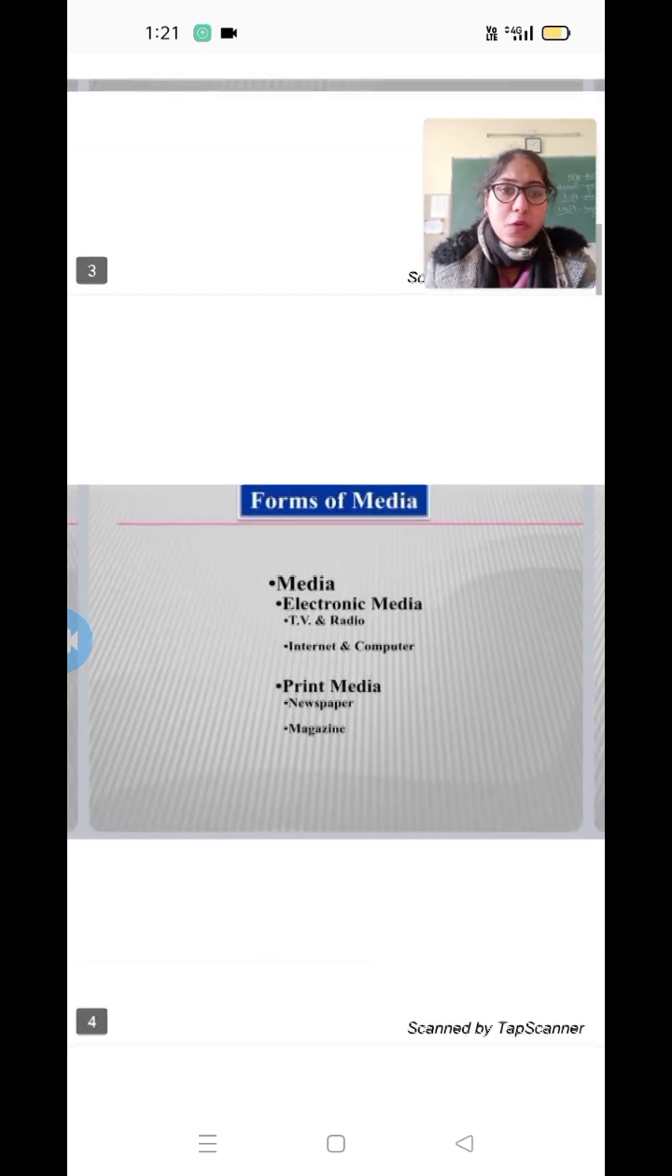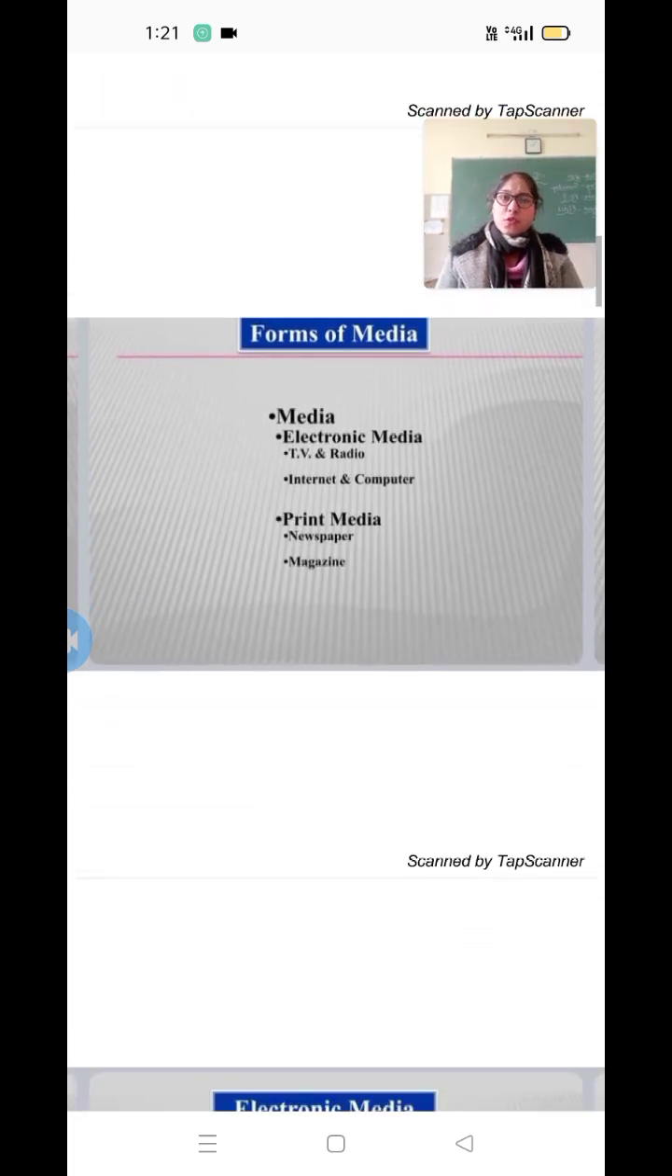Now let us come to the forms of media. What are the forms of media? We have understood media, so let us now understand its forms. Media is divided into two types. What are those two types? They are electronic media and print media. Electronic media covers TV, radio, internet, and computer. All are electronic media.